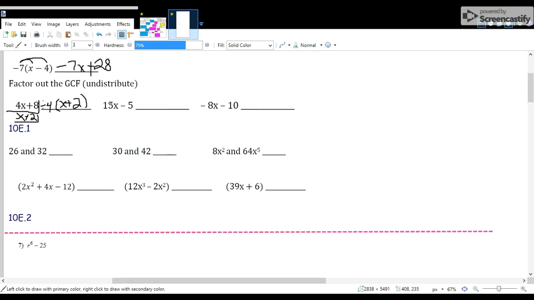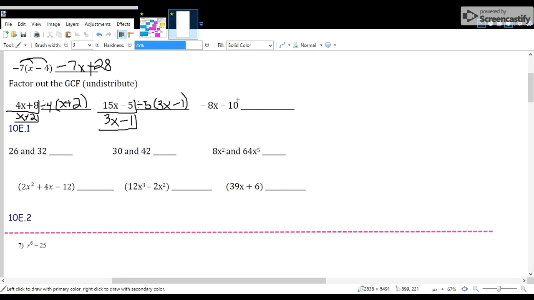Let's look at this one. 15x minus 5. The greatest common factor of 15 and 5 is 5. So we can factor out a 5. We have 3x minus 1. They don't both share an x, so this is our answer. Our factored form is 5 parentheses 3x minus 1.